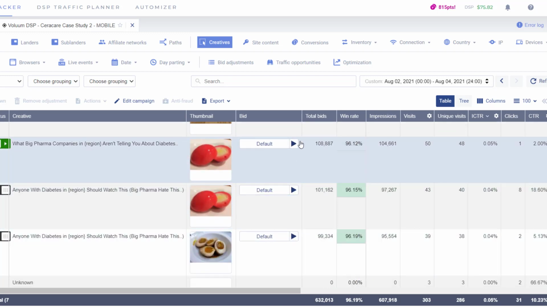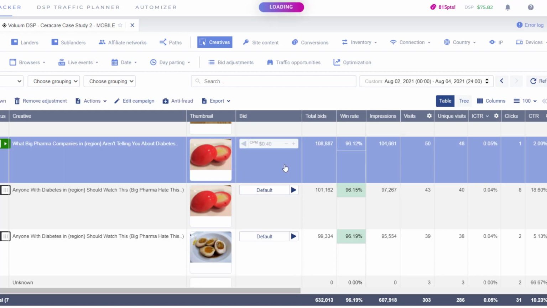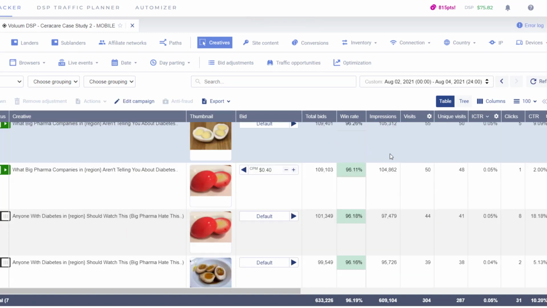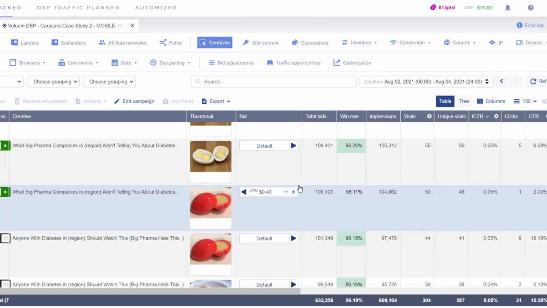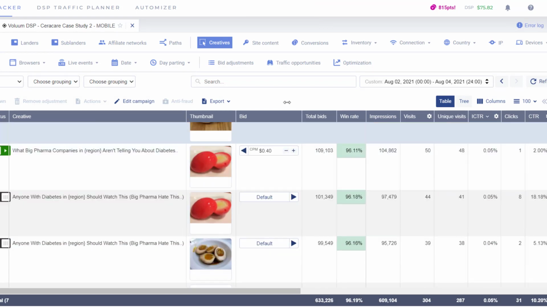And then again, one thing that you can do, let's say you wanted to keep on testing this image, but you're paying too much per visit, you can come and adjust the bid. So let's say 0.40 cents. And you can refresh and make sure that it stays. So that's another way you can go about it. Or if things are just performing really bad, then you can just turn them off. So that was the first thing.